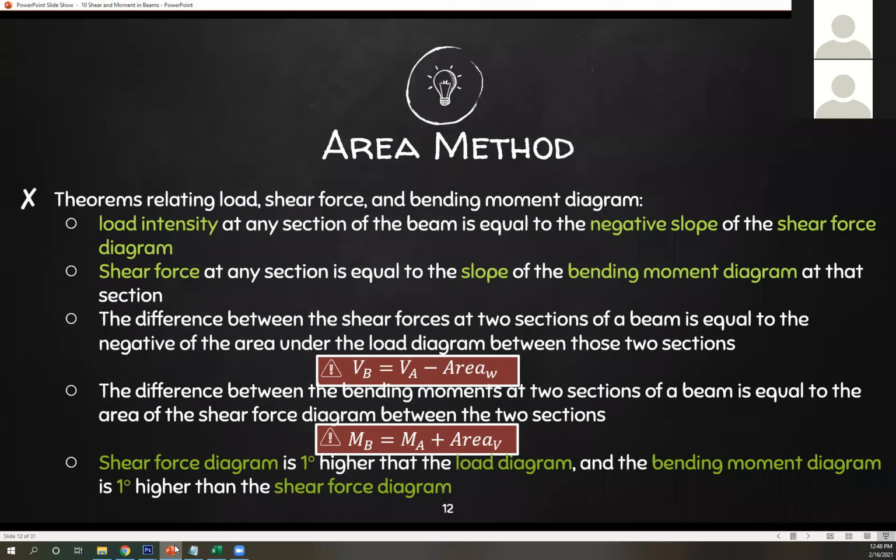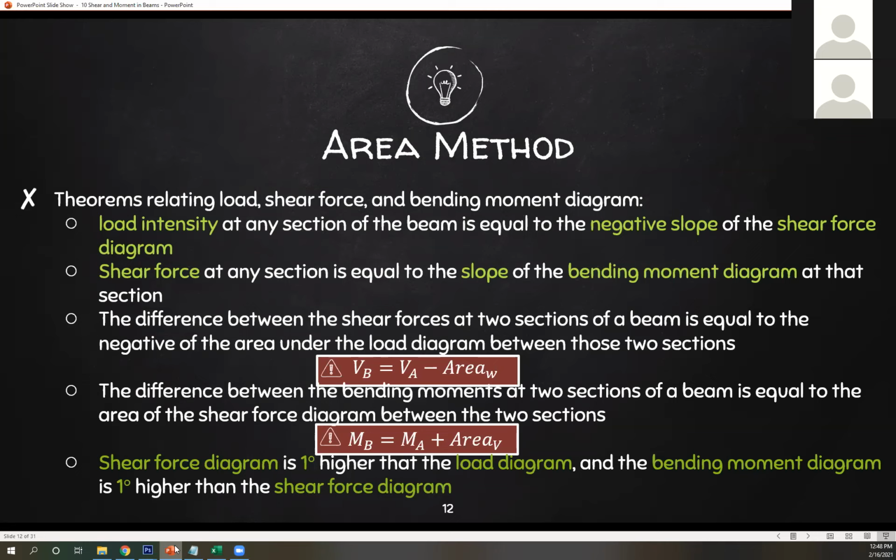Okay? So theorems relating load, shear force, and bending moment diagram are as follows. First, load intensity at any section of the beam is equal to the negative slope of the shear force diagram. Next, shear force at any section is equal to the slope of the bending moment diagram at that section. Next, the difference between the shear forces at two sections of a beam is equal to the negative of the area under the load diagram between those two sections.